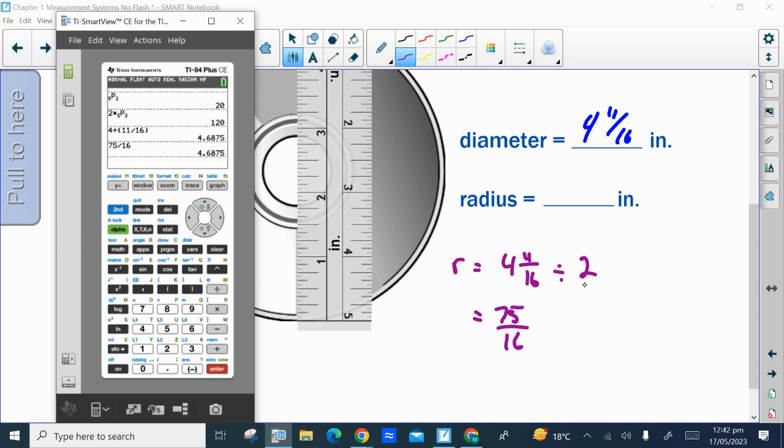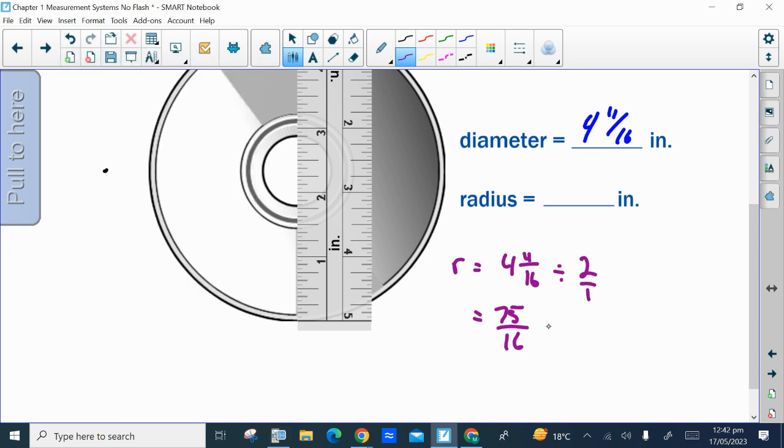Now, instead of dividing by 2 over 1, we can multiply by the reciprocal. We can multiply by a half. That's how we divide with fractions. We multiply by the reciprocal. And so now, because it's times, we multiply top times top over bottom times bottom. So on the bottom, 16 times 2 is 32.